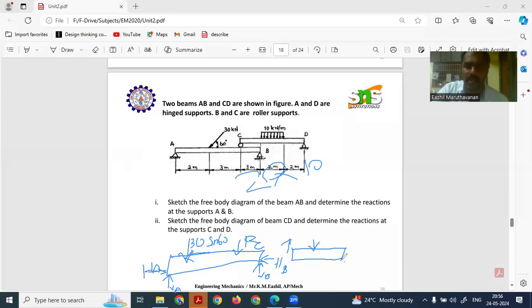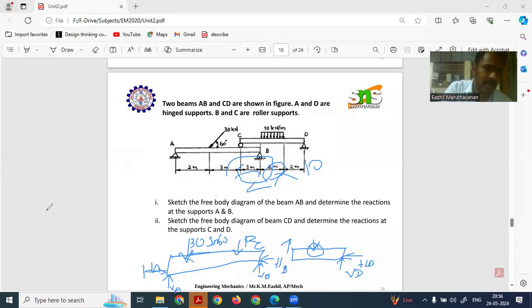Again for D, there will be two reaction forces, VD and HD. The distance from point C to the point load, which we have converted from the UDL, is 4 meter. We have to consider that this acts at 4 meter from this part, which is 4 meter plus 1 by 2 into 2. We have drawn the free body diagram.